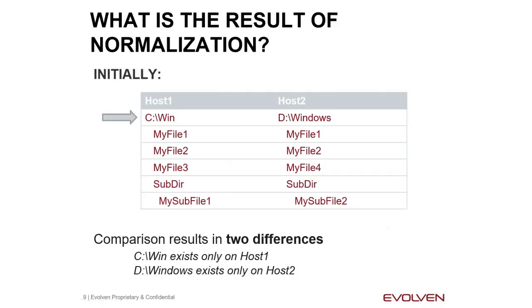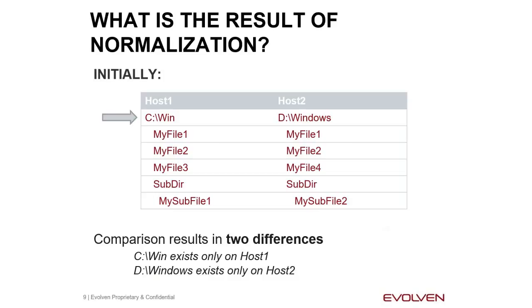So what's the result of doing a normalization? Well, first, before we even talk about a result, let's talk about what would happen if we didn't do normalization. So here we have two servers, host 1 and host 2. On host 1, you have a cwin directory. On host 2, you have a dwindows directory, and this comparison is run.